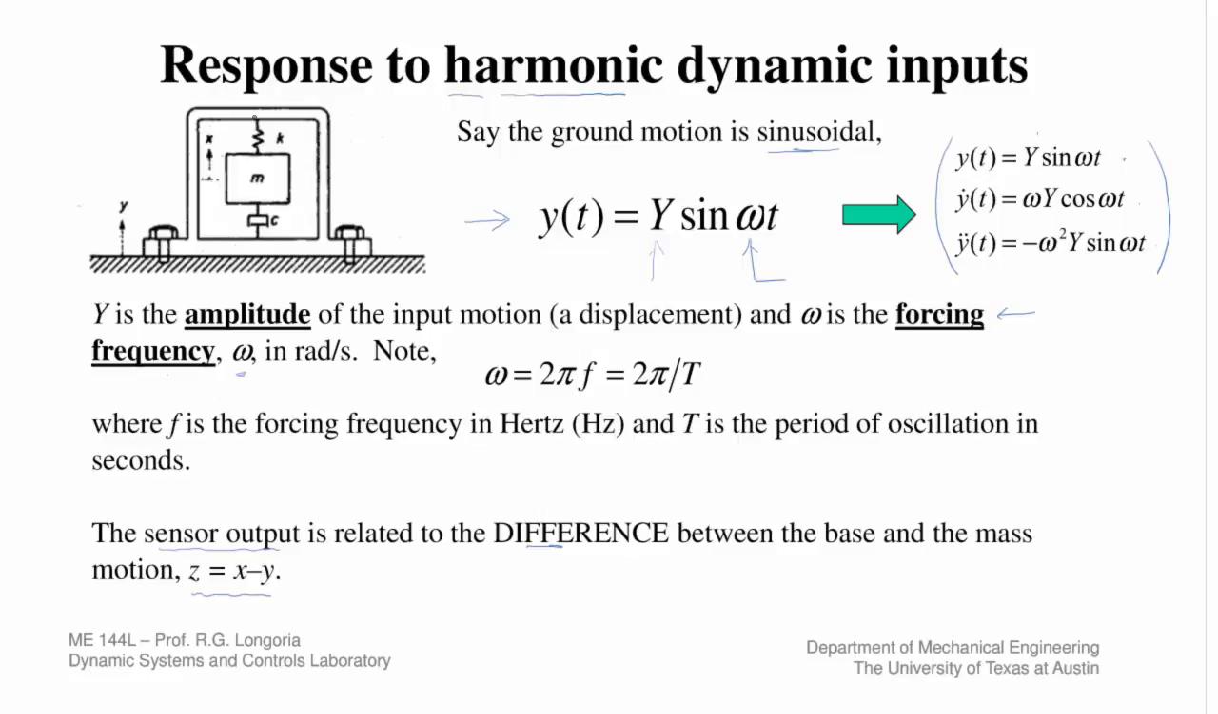So with all those basic relationships understood, let's now look at how we would go about finding the response Z given that forcing input. Remember, in a sensor, the sensor will pick up this deflection, and then what we're hoping to do is be able to infer what the actual motion is. That's what's important in a sensing application.